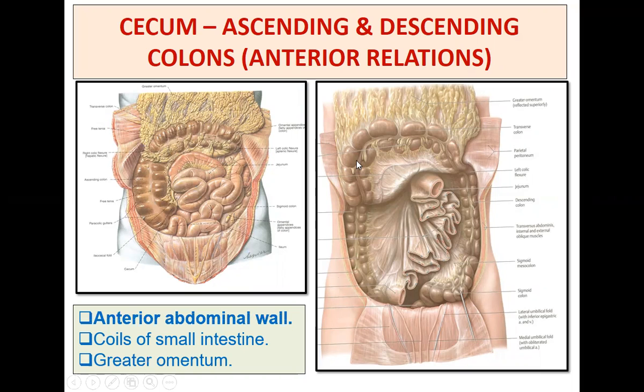Then the anterior abdominal wall. The most anterior is the anterior abdominal wall, which covers all these parts, as well as the great omentum. This is the great omentum, a fold of peritoneum filled with fat, which is also called the policeman of the abdomen. It has been reflected so that you can appreciate the ascending and descending colon. If not, it will totally cover the ascending, descending colon and cecum.